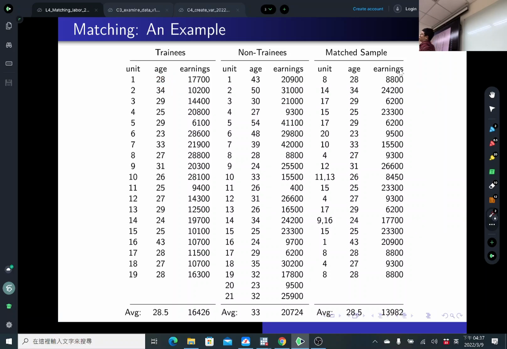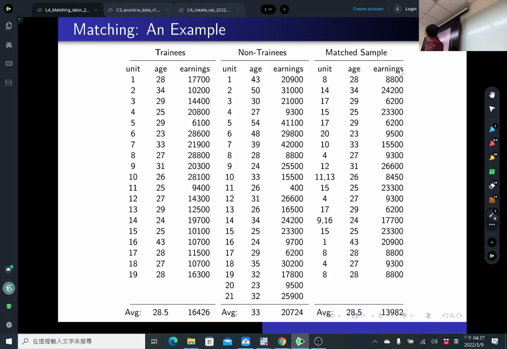that means you cannot match. Basically, you cannot really use this method because you don't find any individual who can help you create a matched sample. For the matching method, all the ones in the treatment group and all the ones in the control group have to have a match. Yes.